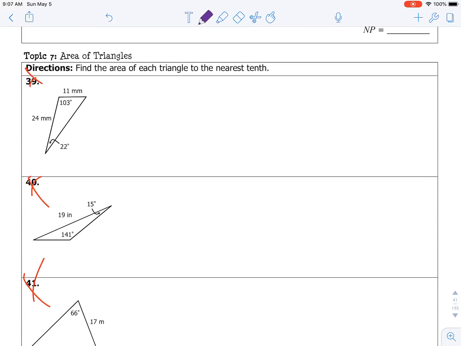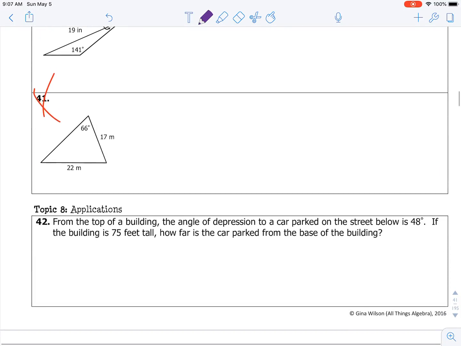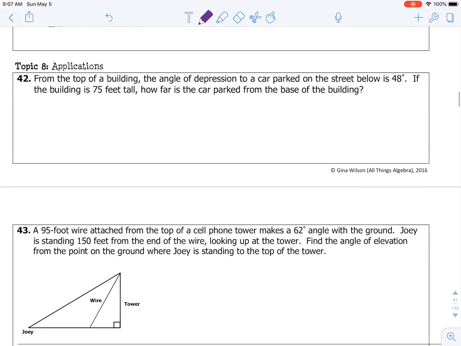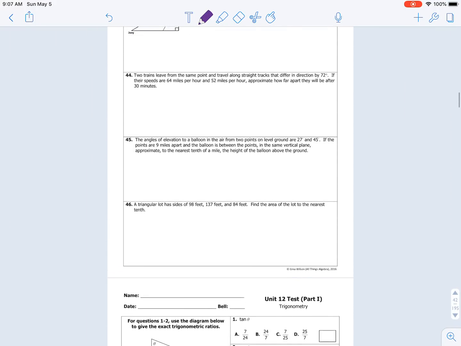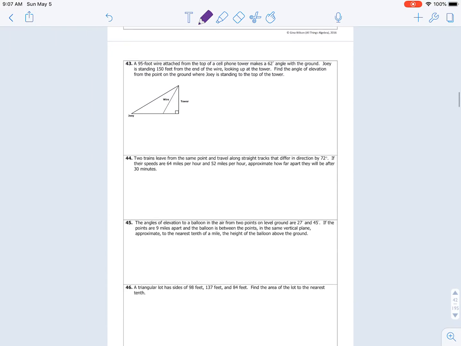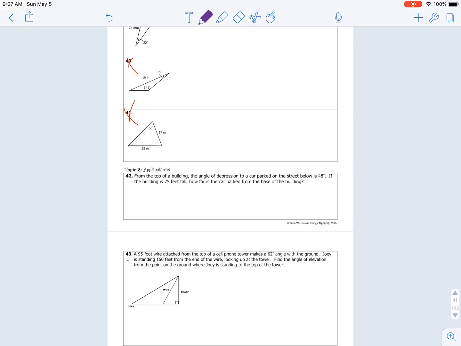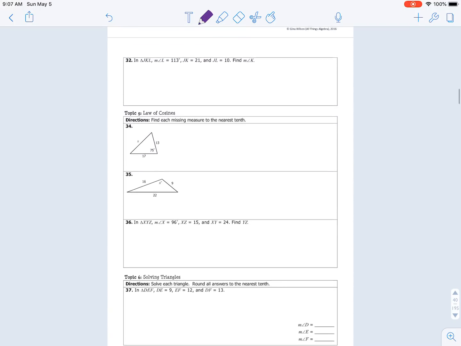You don't have to do these three, 39, 40, and 41. And then 42 is good. And actually, when I separated your packets, the end of the study guide was cut off. So if you finish everything and you want me to print that for you, I would be happy to. Okay? Hopefully that gives you a good start.